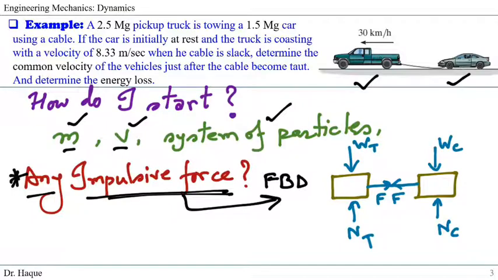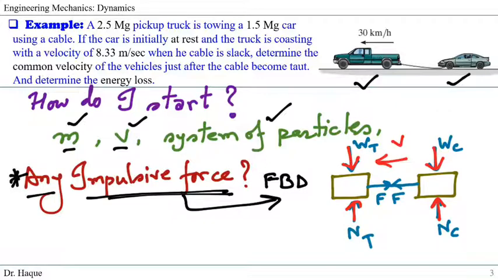So if we draw the free body diagram, we see for the truck there is a weight downward, and then there is a normal force upward, equal and opposite. There is no force acting in any other direction. So the velocity is in this direction, and the normal forces are perpendicular, so they are not acting along the direction of the movement. Also, the car has a weight downward and a normal force upward, equal and opposite, canceling each other.